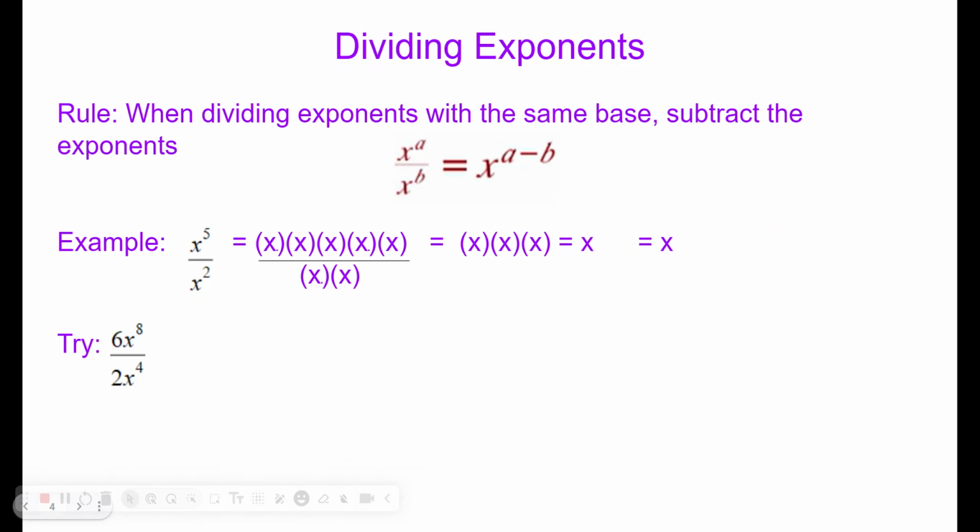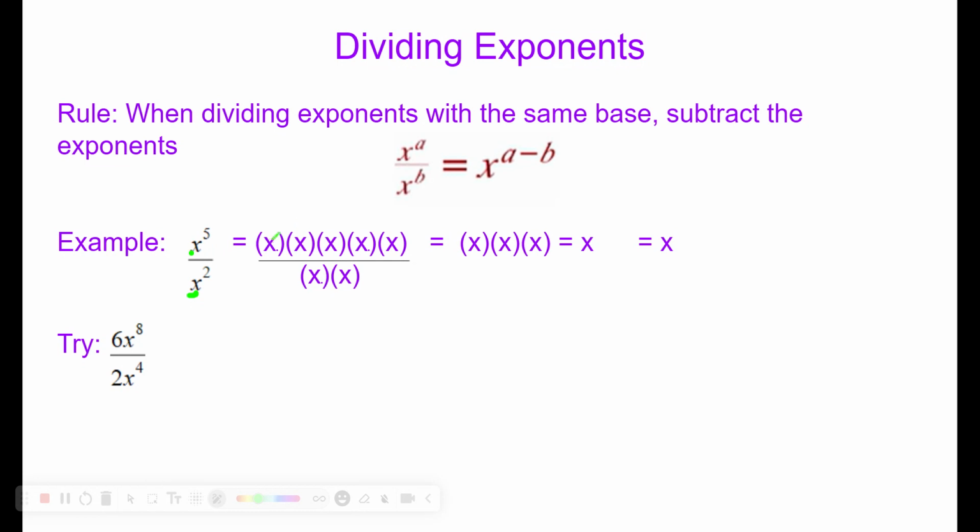Dividing exponents. When dividing with the same base, you're going to subtract the exponents. Here in the first example up here, we have x to the a power over x to the power b, and that equals x to the a minus b power. So let's go to our example. x to the 5th power divided by x to the 2nd power. Our bases are the same.